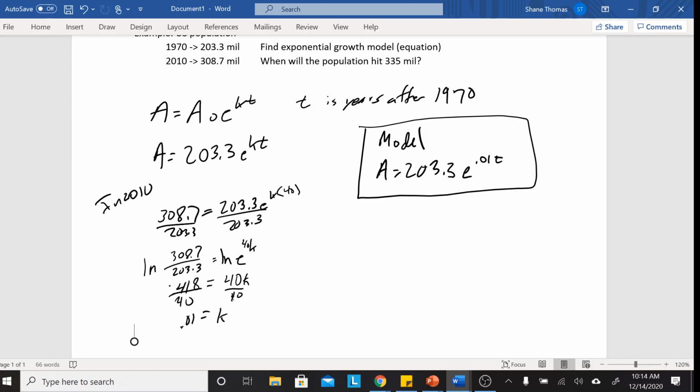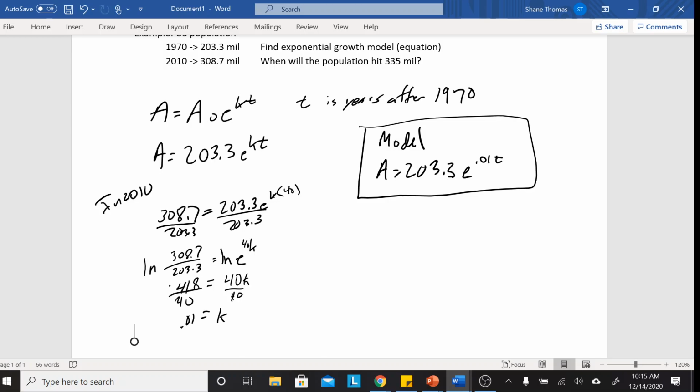Now, if I wanted to find the population in the year 1990 using this model, well, then I could just plug a 20 in for t. It's 20 years after 1970, right? So that's the easy one. If you plug in time, no problem. It's going to give you the population.